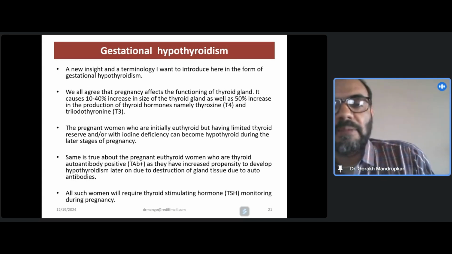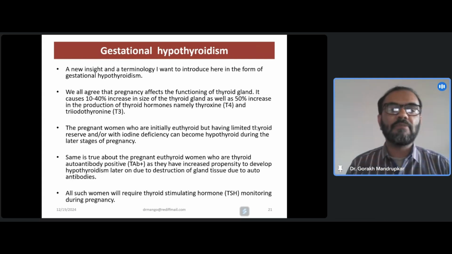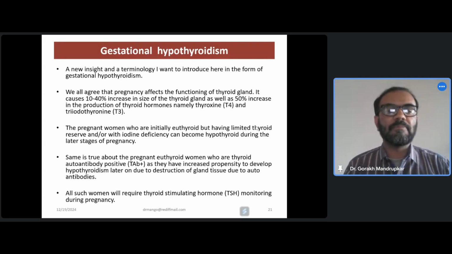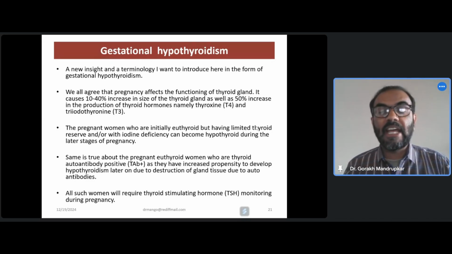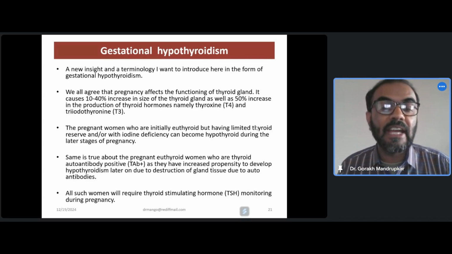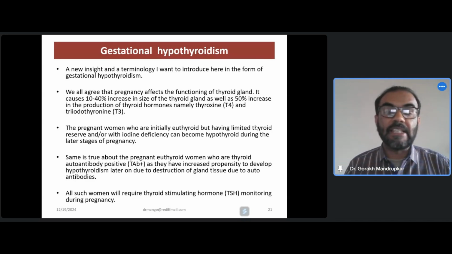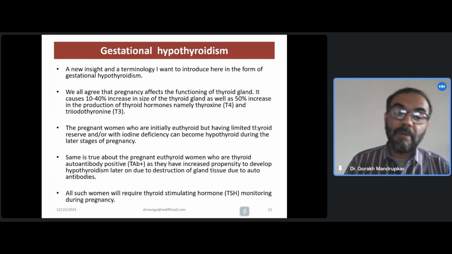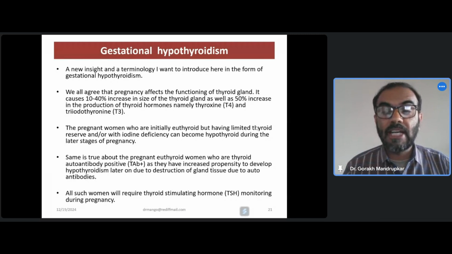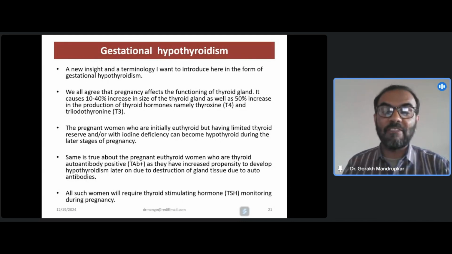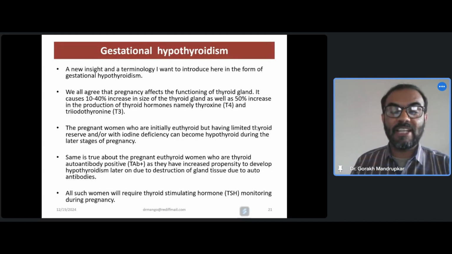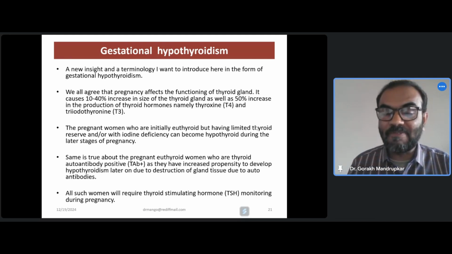So, I will read this purposefully, word by word. A new insight and a terminology I want to introduce here in the form of gestational hypothyroidism. We all agree that pregnancy affects the functioning of the thyroid gland. It causes a 10 to 40% increase in the size of the thyroid gland as well as a 50% increase in the production of thyroid hormones, namely T4 and T3. The pregnant women who are initially euthyroid but have limited thyroid reserve and or iodine deficiency can become hypothyroid during the latter stages of pregnancy.